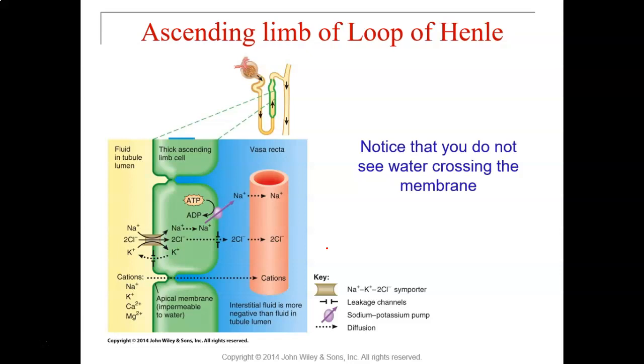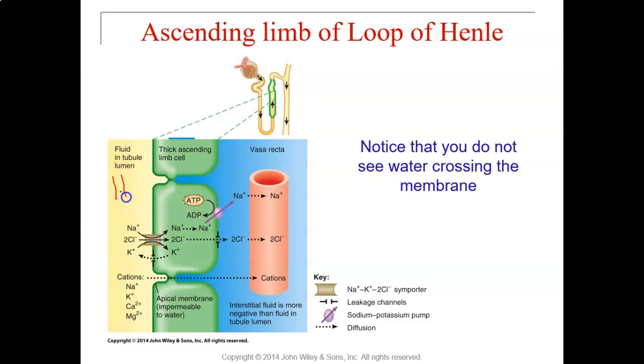We can see the ascending limb right here. Whether it's chloride, sodium, potassium, calcium, etc., they can all cross the tubule wall and enter into the ascending limb of the loop of Henle. Water is not permitted. We don't see water in this particular example. I guess think about it.